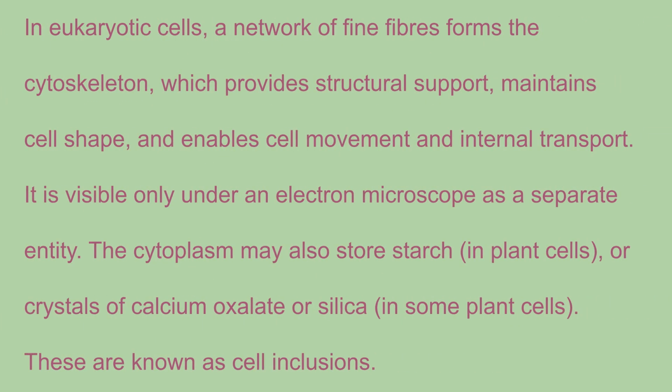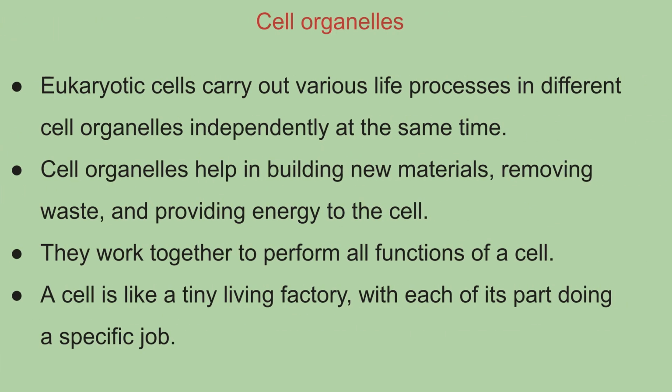In eukaryotic cells, the cytoskeleton, a network of fibers, provides structural support, maintains cell shape, and enables movement. The cytoplasm may also store substances like starch or calcium oxalate, known as cell inclusions. Cell organelles in eukaryotic cells carry out various life processes simultaneously and independently. They build new materials, remove waste, and provide energy, acting together like a tiny living factory.